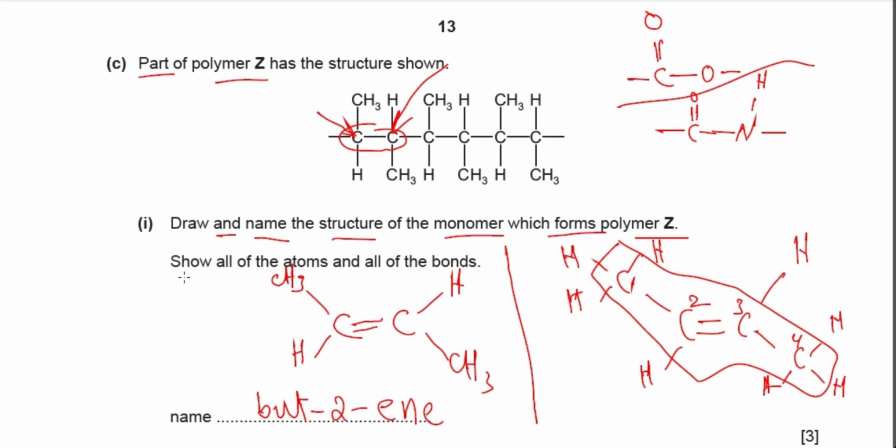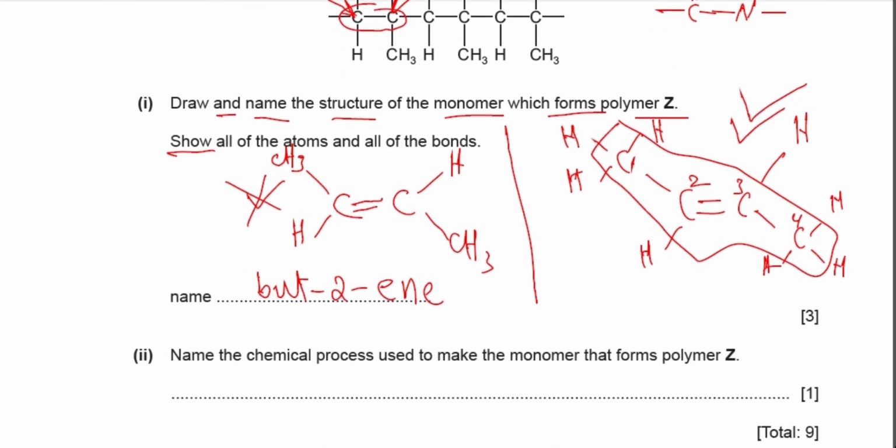Understood? So he says that the instruction was show all the atoms and all the bonds. This is correct as well, but all bonds are not shown. That is why this should be written, not this one. Next, I'm going to cross it. You have to draw this one, right hand side.